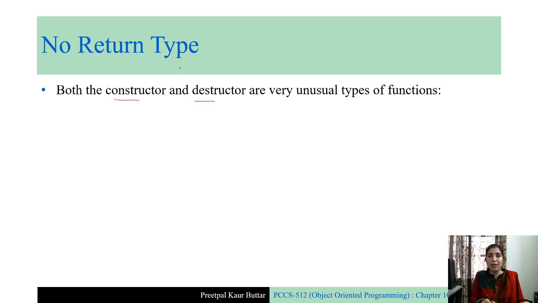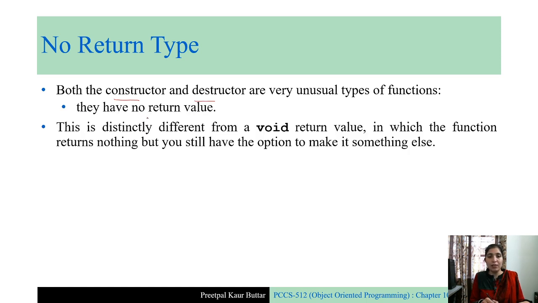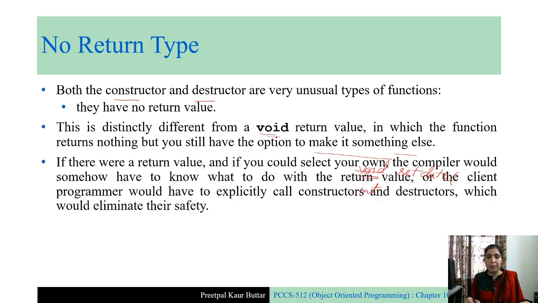But before that, I want to tell you that both constructor and destructor have no return type. They have no return value. This is distinctly different from a void return type. Normally, when we write member functions which have no return value, we write void, like void set data, in which the function returns nothing. But you still have the option to make it something else. If the function returns nothing, you write void. Otherwise, you can change it. If you want set data to return some value, you can change it from void to int.